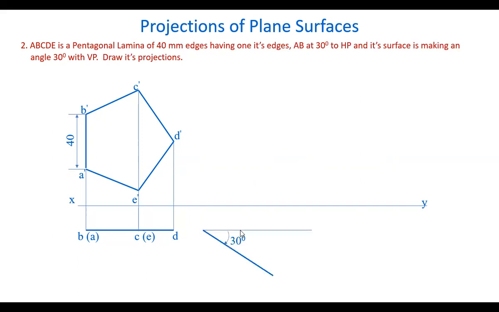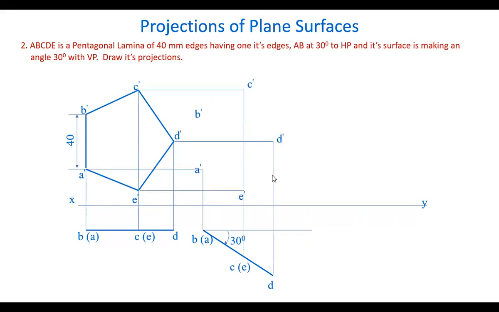So draw a line here at 30 degrees angle and reproduce the same top view here, same length, and mark the points here, A, B, C, D, E. So all the points are marked. Now we have to draw the front view. Draw projectors from all the points and draw horizontal lines from these points. We get the intersection points here, A, B, C, D, E. Now join them by straight lines. We get the front view here.